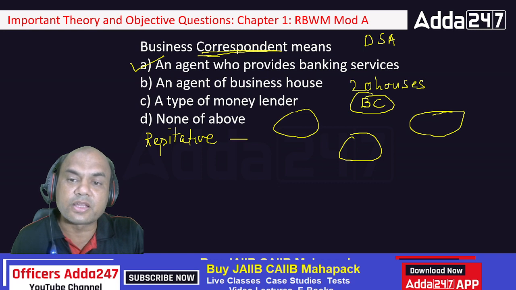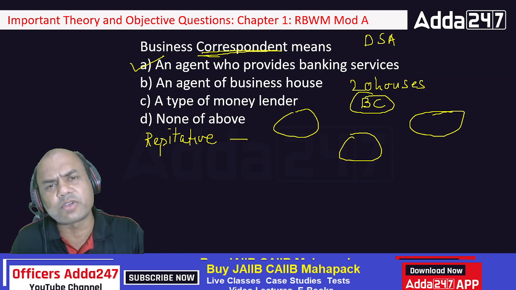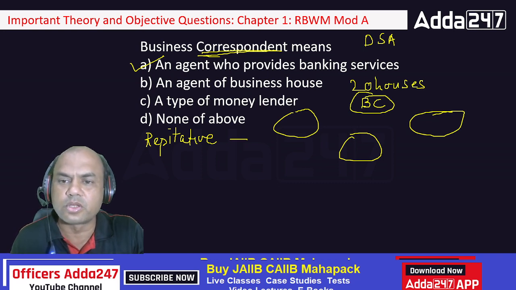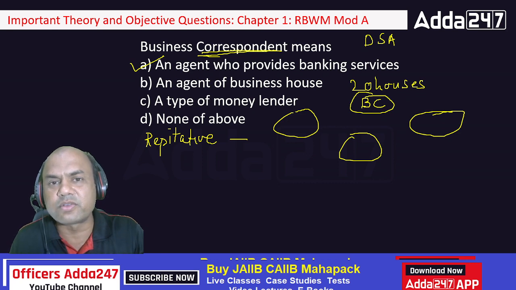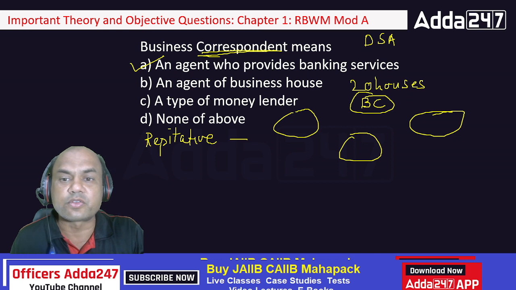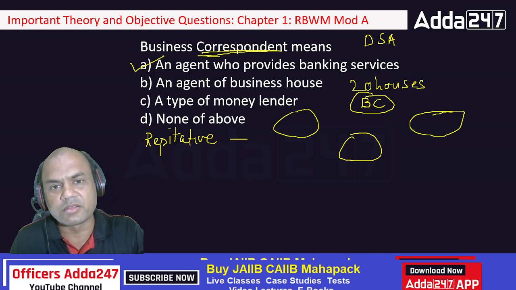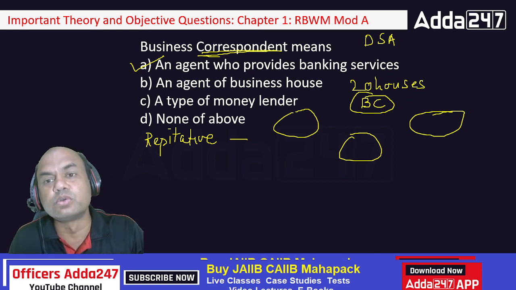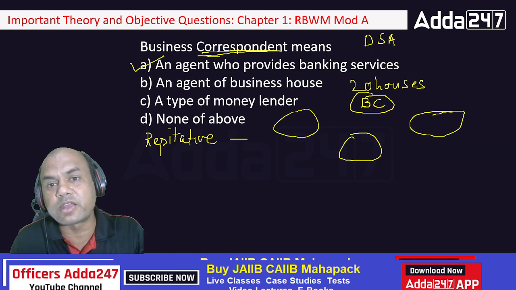In this way, the BC also earns properly. Otherwise, why will the BC work? If it works only for 20 houses, he can't even survive and can't even get his bread and butter, isn't it? So that's why BC is a private party who provides banking services to the areas where we cannot reach.